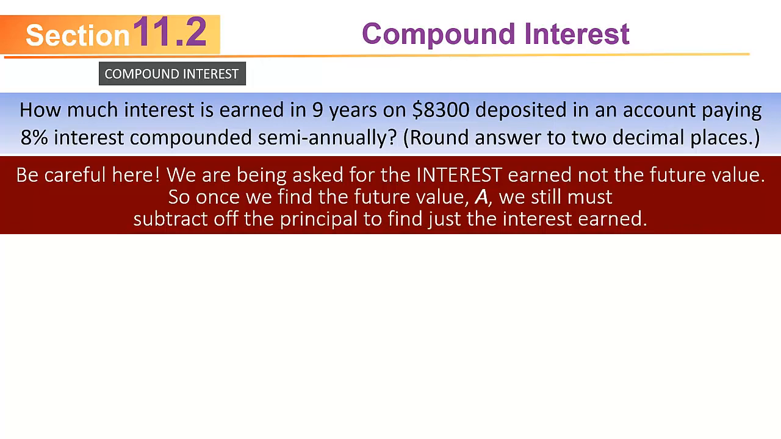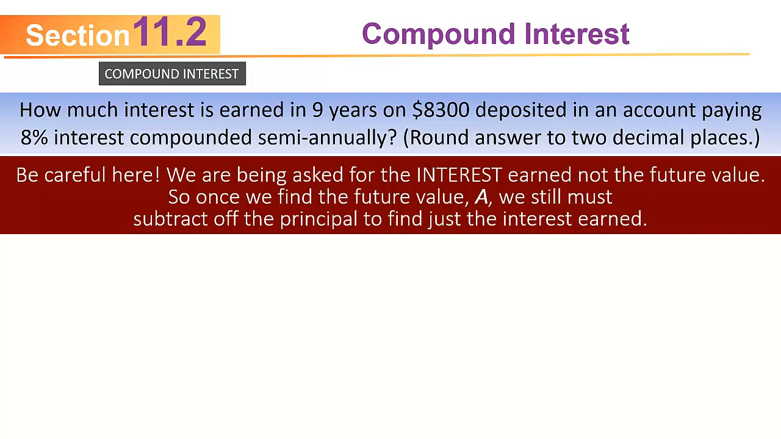But remember, the future value is just the total amount in the account. So if you want the interest, you can still use the formula for capital A, but before you give your final answer, you just have to subtract off the principal, and that'll leave you with just the interest earned.